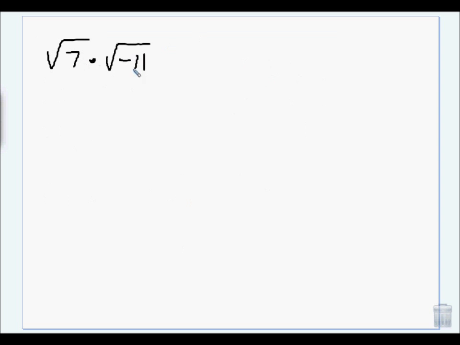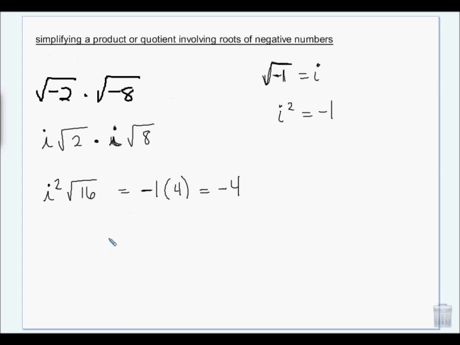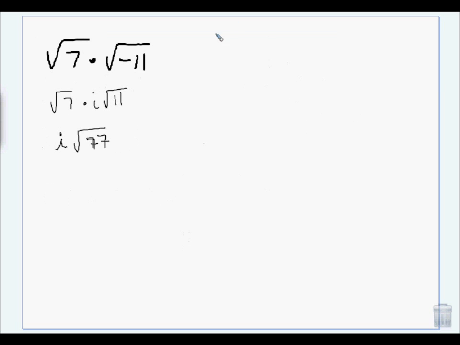If I have 7 times negative 11, so this is times i root 11. I multiply those together. This is i times the square root of 77. And then 77 doesn't have anything to come out. Oh, sorry. Right there. So the i squared gave me negative 1, and then 16 gives me 4, so it's negative 4. Does that make sense? Yeah. Okay. So this one was nice because it's just one i.